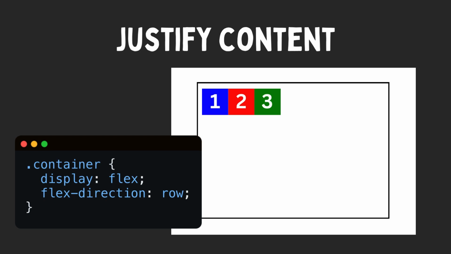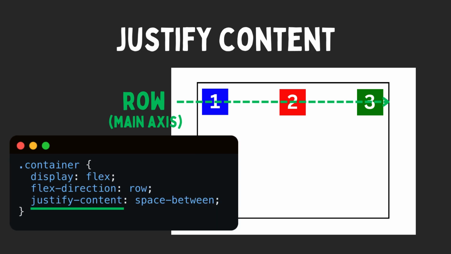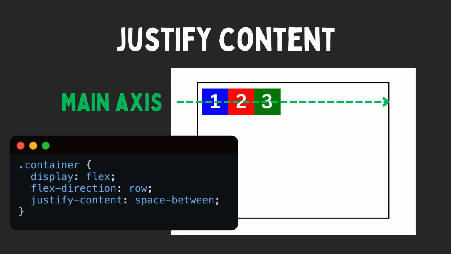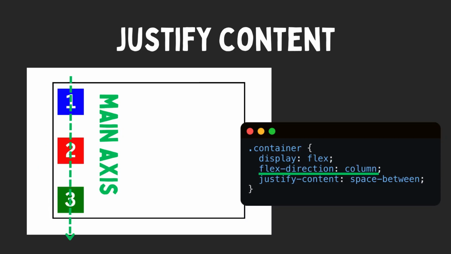Next up, justify content. Now that we know how to control the direction of our items using flex direction, let's talk about how to space them out along the main axes. That's where the justify content property comes in. Justify content is used to align and distribute your items along the main axes. Whether your main axis is horizontal or vertical, justify content decides how your items are spaced.